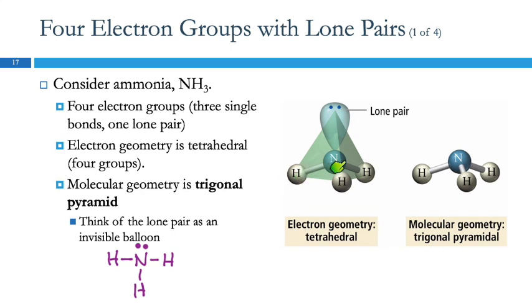So here we have the original model. We have our 4 balloons trying to get away from each other. And then we're going to make one of them invisible. Gone. Right? So we end up with this shape, and that's called trigonal pyramid. So the shape of the electron groups is tetrahedral. The shape of the molecule is trigonal pyramid. Any questions?